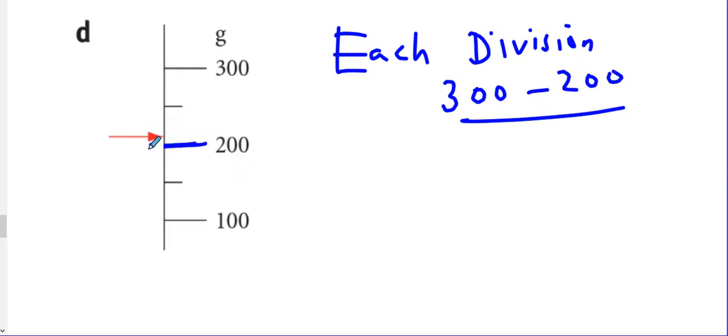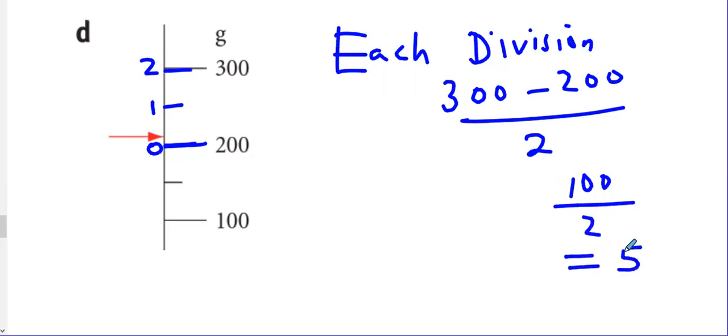This 200 is counted as 0. This is 1. That is 2. So there are 2 lines between 200 and 300. So 300 minus 200, that will be 100. When you divide by 2, it means each line there will be 50 grams. Now we already know that each line equals 50 grams. So go ahead estimating this will be equal to how much?